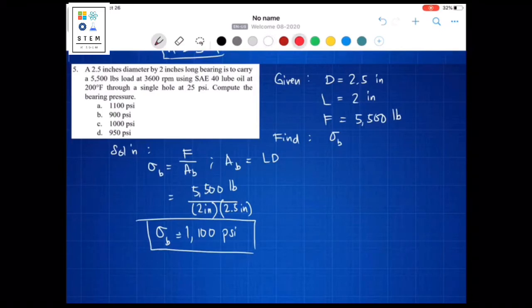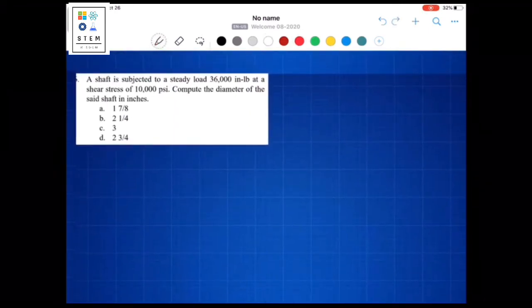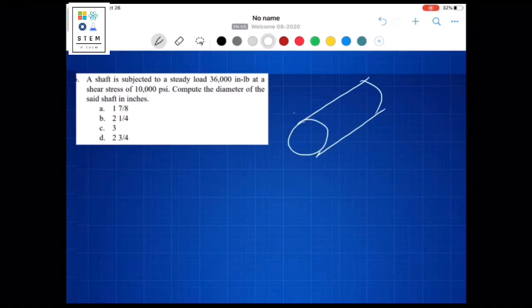Okay? So, letter A. Okay, so next problem. A shaft is subjected to a steady load of 36,000 inch-pound at a shear stress of 10,000 PSI. So, meron ka daw shaft. So, drawing natin. Meron ka daw shaft na ang load ko. So, take note, binanggit dito load.